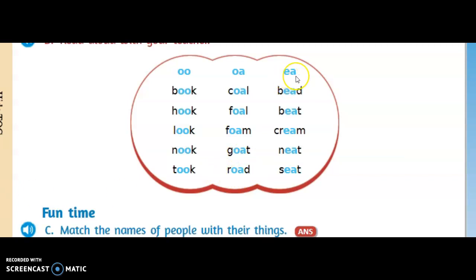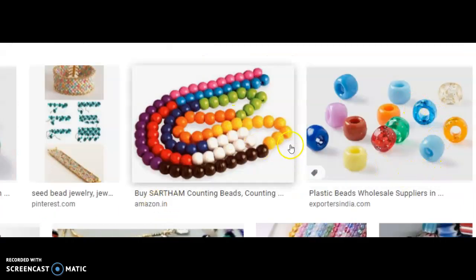Next is EA words. The same rule applies here. You have two vowels, but they join together and make one sound, that is the first letter sound. Here the first letter is E, so they take only the E sound. Bead. Let me show you the picture. This is the picture of beads, and you can make chains, right?